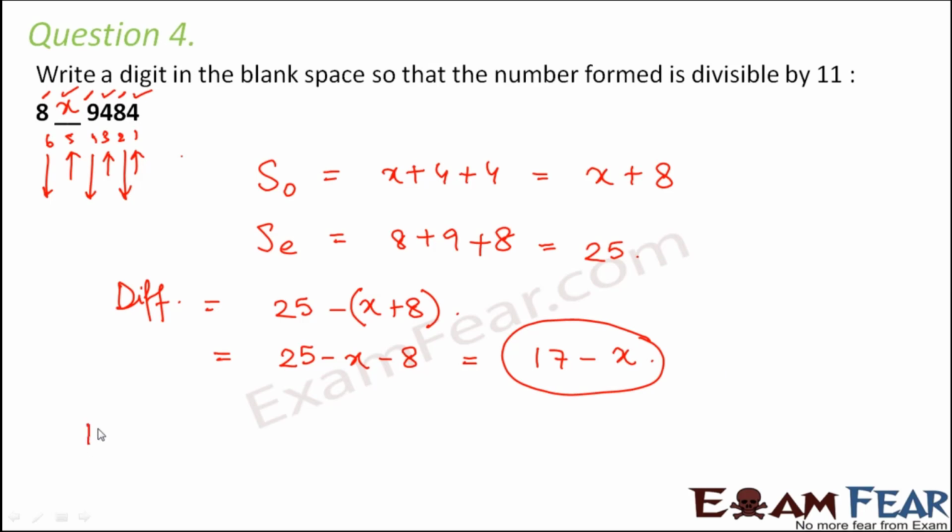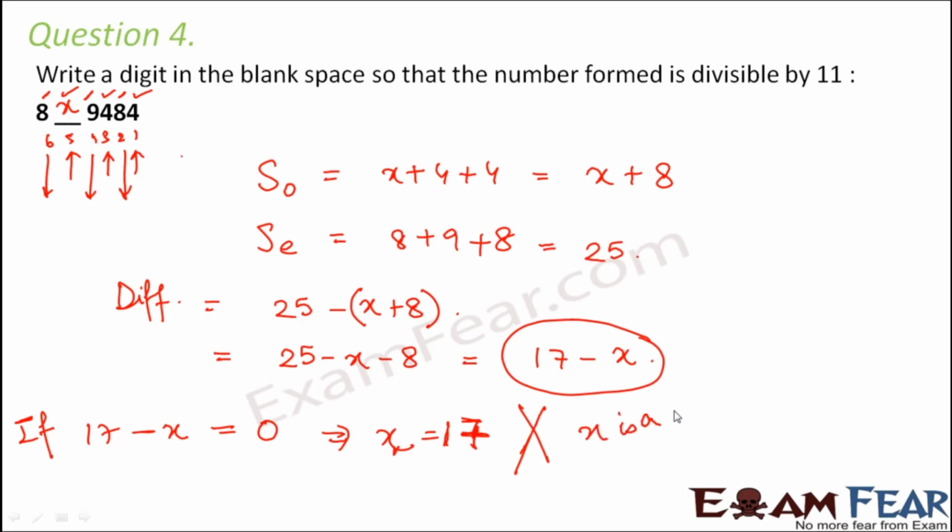If 17 minus x is equal to 0, in that case what would be the value of x? The value of x would be 17. Correct? But in this case, x is a single digit number. So this is not possible, because x has to be a single digit.